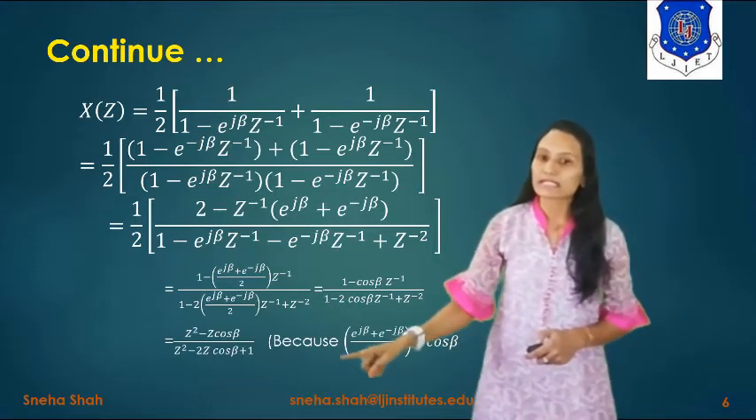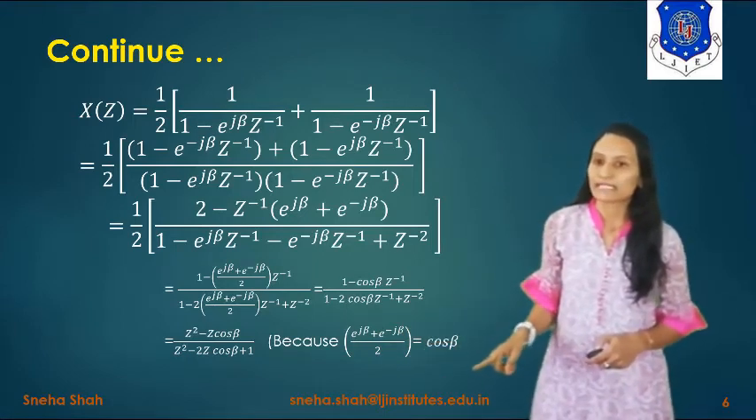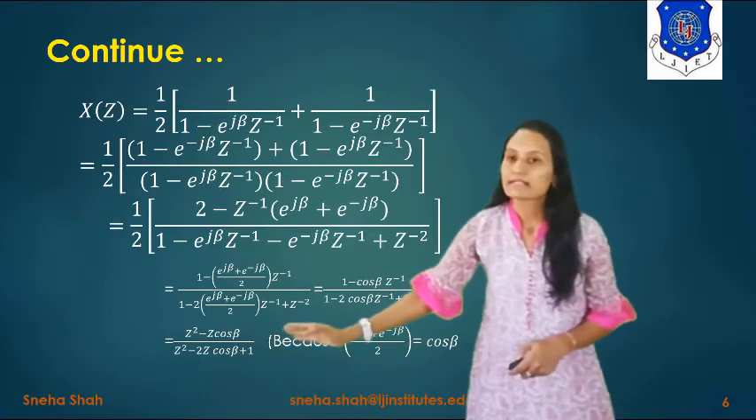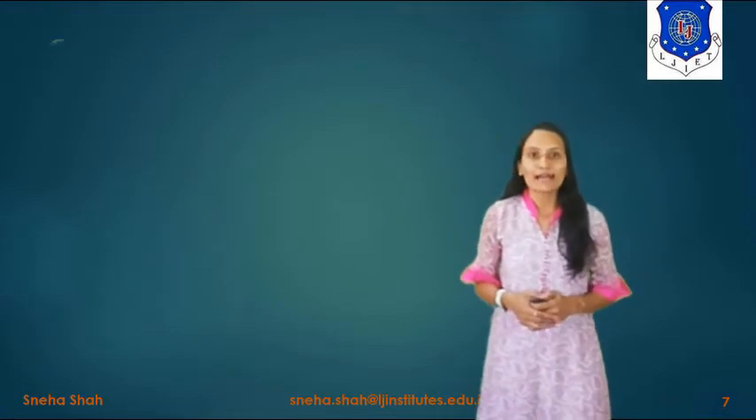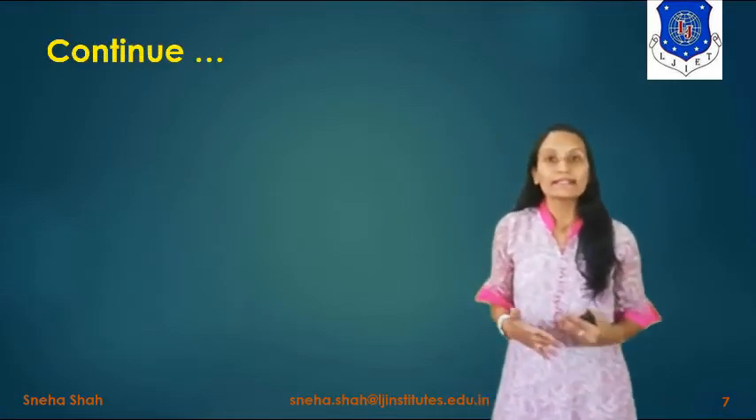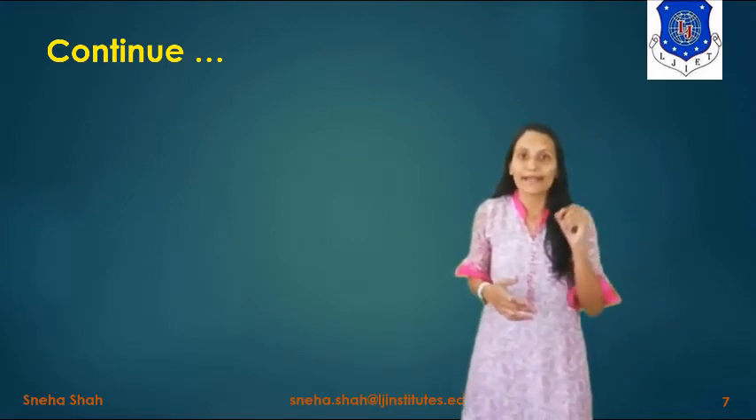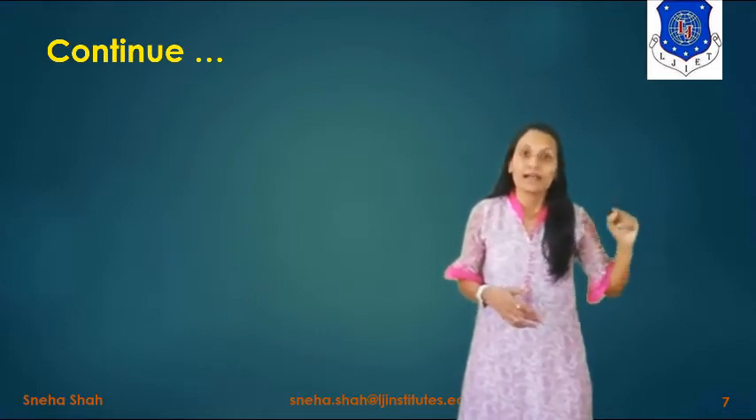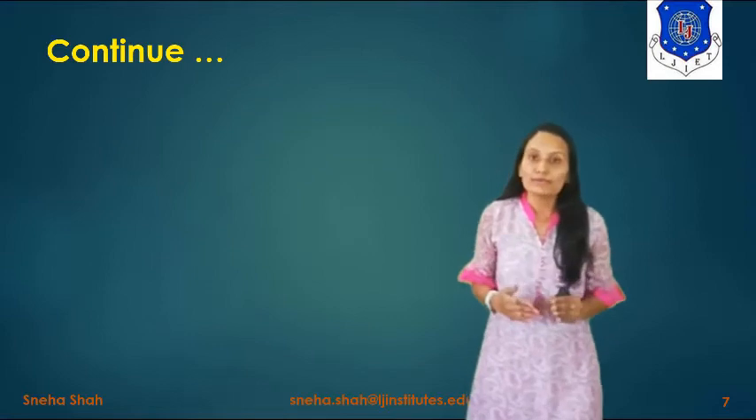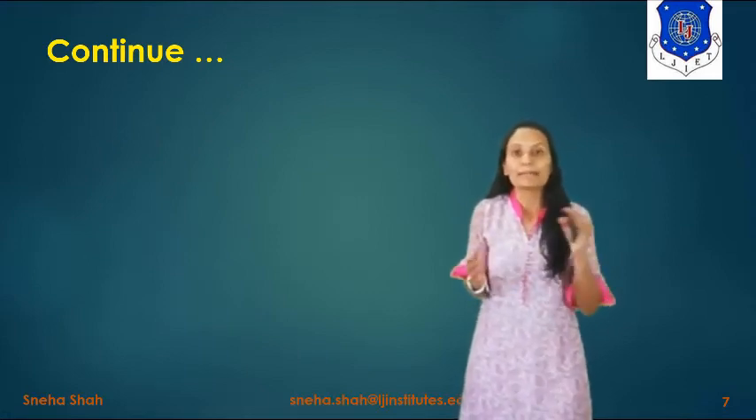Because we have used e raised to j beta plus e raised to minus j beta divided by 2 equals cos beta. So this is your final answer for the z transform of cos beta n u of n. Now we have to find out the ROC of it. How are we finding the ROC? As you know, we applied the rule of summation, n equals 0 to infinity of a raised to n equals 1 upon 1 minus a, right? But this rule is true only if mod a is less than 1. Because only if this condition is satisfied can we apply that rule, right?